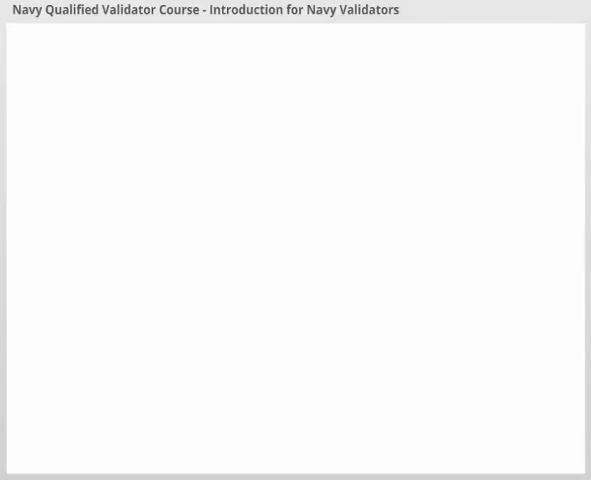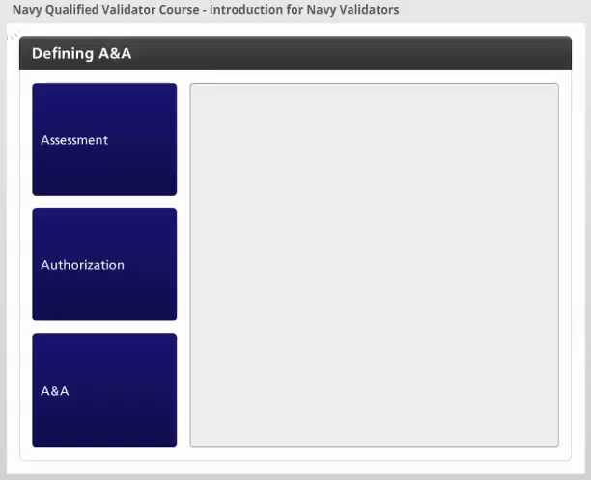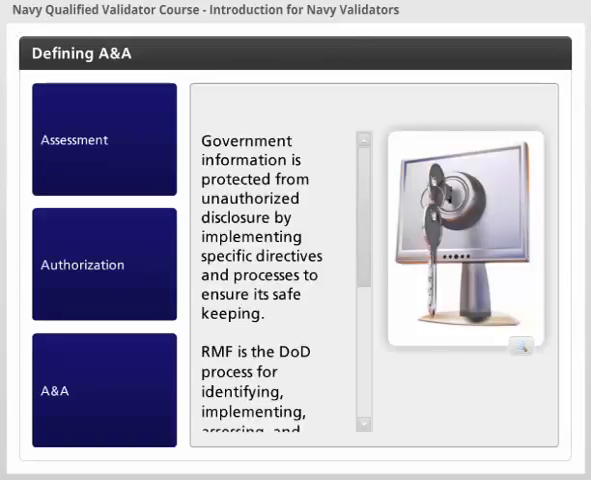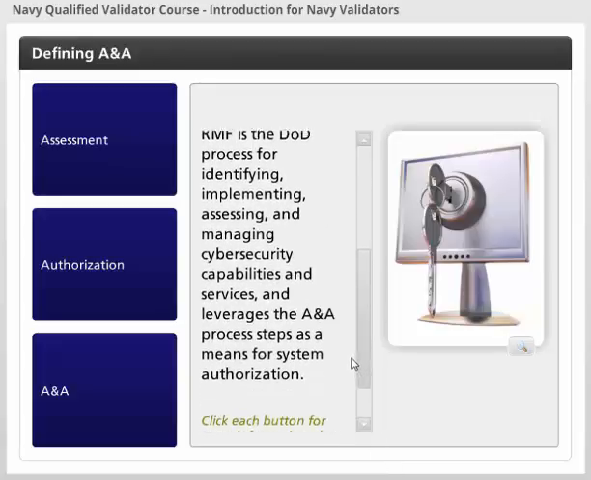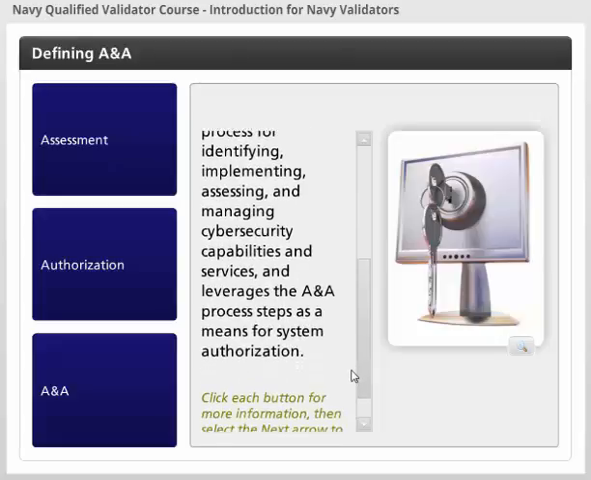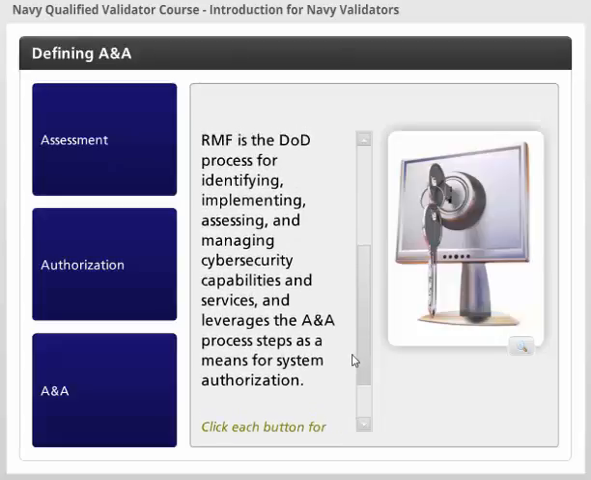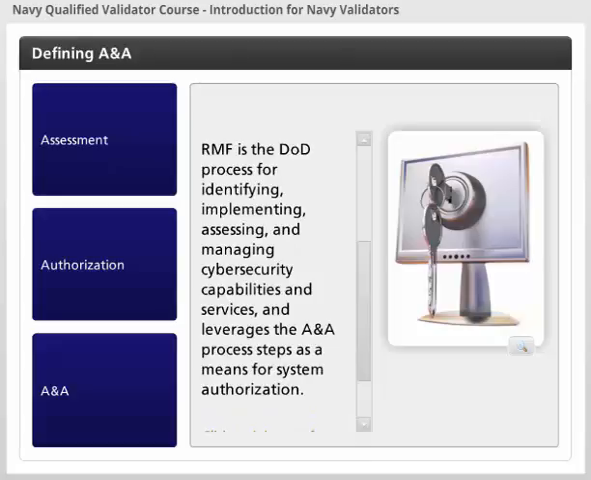Now that we have discussed the validator's role and responsibilities, let's define the A&A process in more detail. Government information is protected from unauthorized disclosure by implementing specific directives and processes to ensure its safekeeping. The risk management framework guides the protection mechanisms used to manage the implementation of cybersecurity capabilities and services and provide visibility into authorization decisions regarding the operation of DoD information systems.